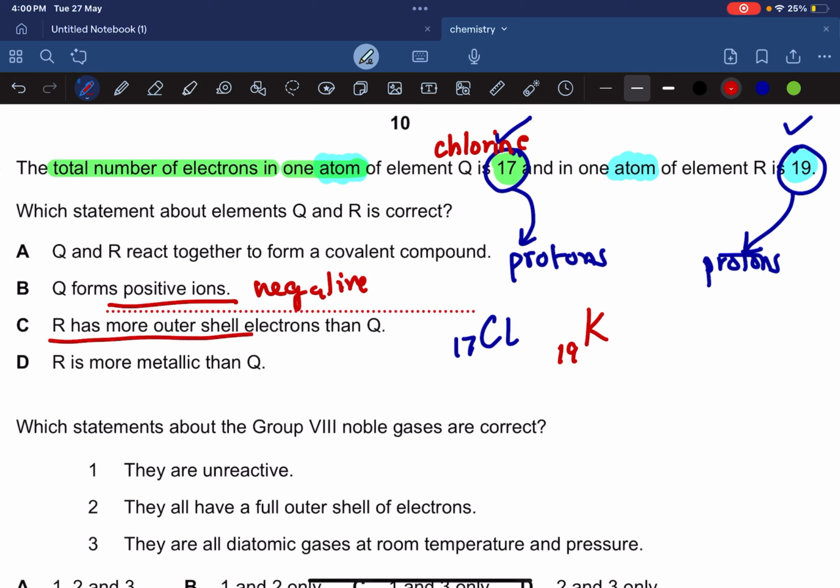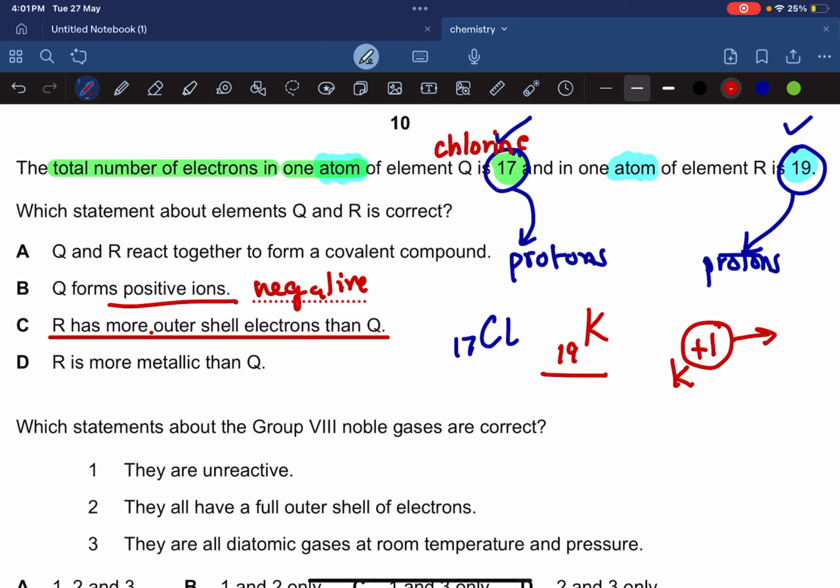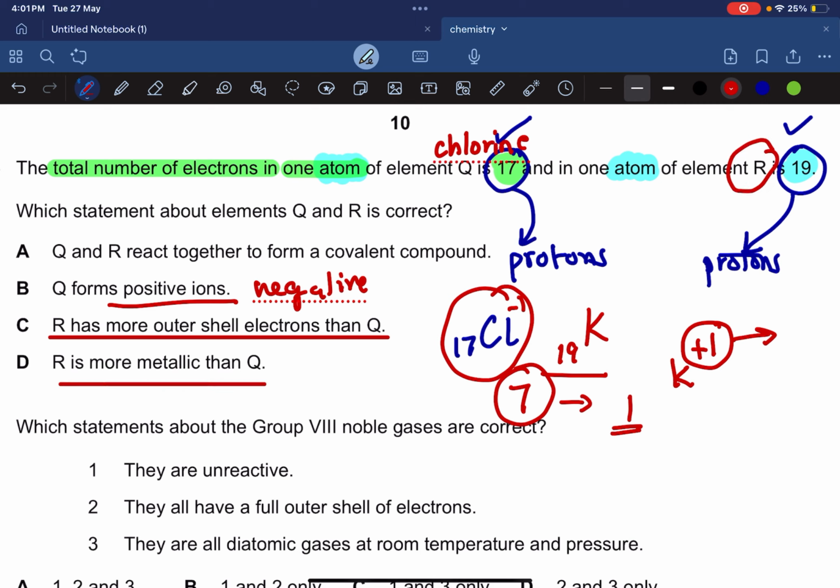R has more outer shell electrons than Q. No, R is potassium. K+ is a 1+ ion, which means the outer shell has 1 electron and it loses 1. So R does not have more, R has less. Whereas chlorine has 7 outer shell electrons. It just needs 1 more to get stable, so that's why it has a charge of negative 1. R is more metallic than Q. Oh yeah, potassium is obviously more metallic than chlorine because it's a metal. That's going to be correct. R is going to be more metallic.